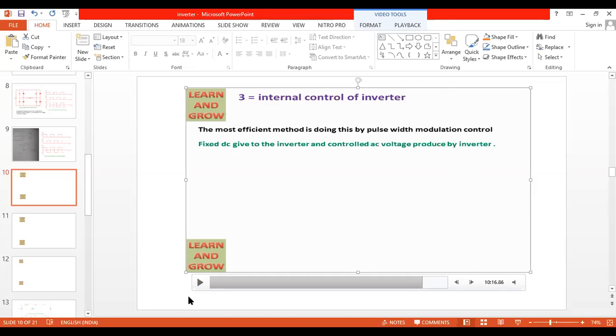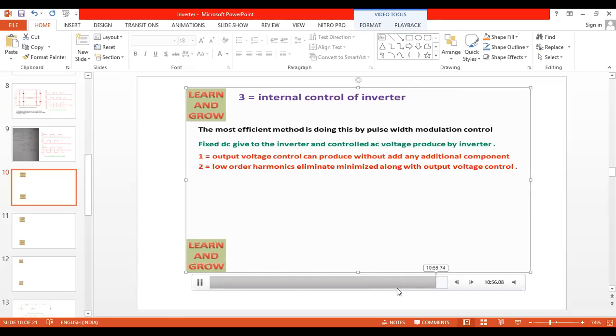Let us take fixed DC to the inverter, with control produced by the inverter. This is very cheap and the efficiency is high. So what is pulse width modulation? You can see here lower order harmonics are eliminated, these are the advantages. Output voltage can be produced without any additional component. That's why it is used everywhere. These points are very important for 2 marks questions in the external exam: what are the advantages of the pulse width modulation technique? Okay, so we have seen the pulse width modulation concept.